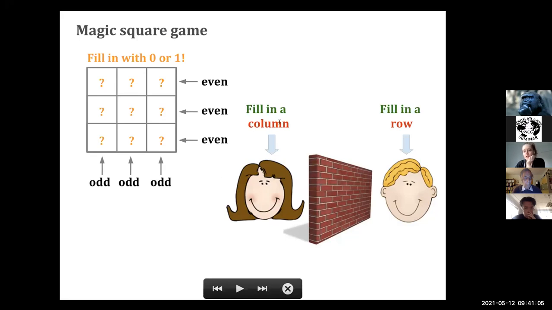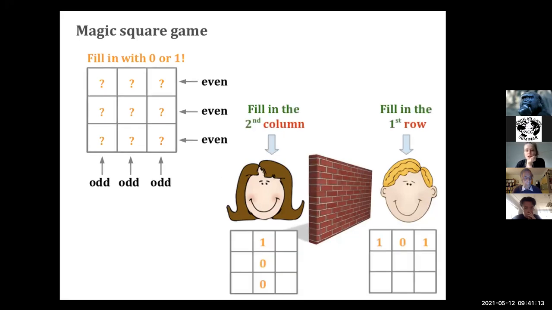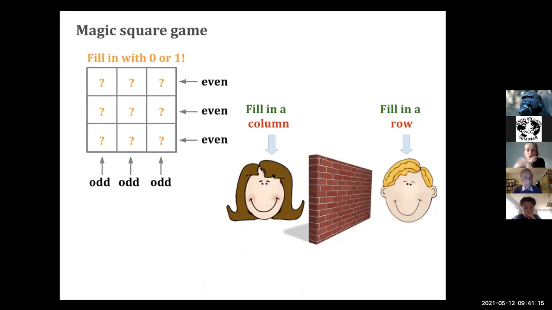We're going to ask Alice to fill in one of the columns. She doesn't know which one. We're going to ask Bob for a row. And in order for them to win, we will ask that they satisfy two conditions. The first one is that the parity is right, so it needs to be odd for Alice for the columns and even for Bob for the rows. And we also ask that they are consistent on the intersection. If I take a row and a column, they intersect in one square, and we ask that Alice and Bob assign the same number, zero or one, to that entry in the intersection.